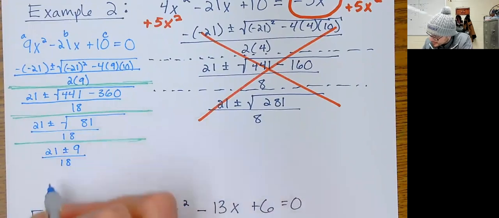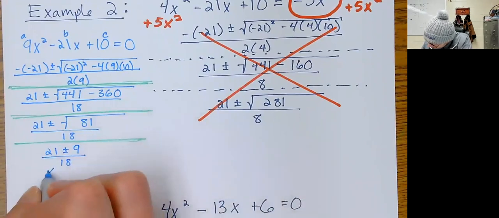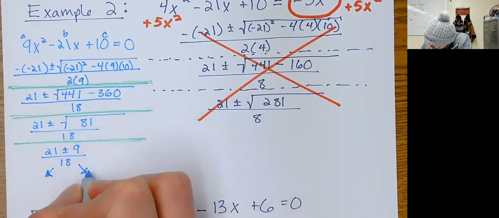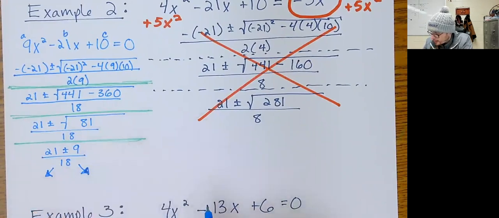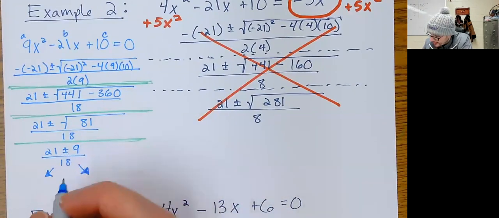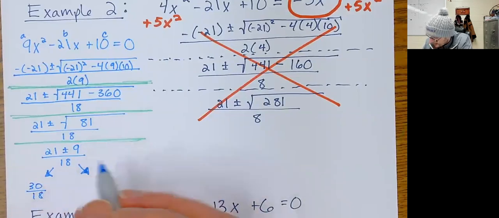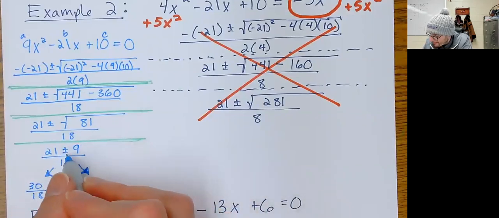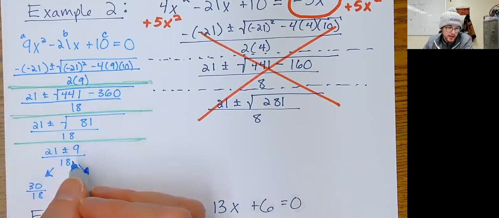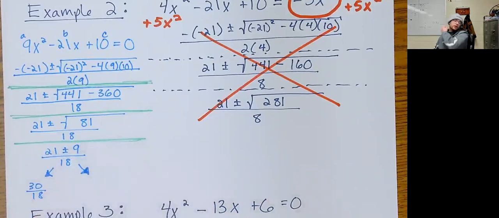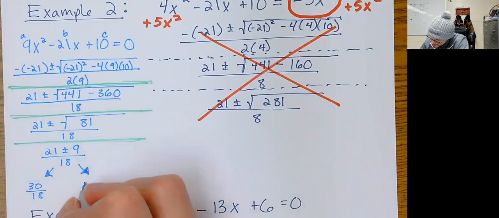So at this point, I'm going to separate this out. And I am going to get 21 plus 9, which is 30 over 18. And over here, 21 minus 9. So 21 minus 9 is 12. I want to say 12. 21 minus 9, 12. Yeah, 12 over 18.